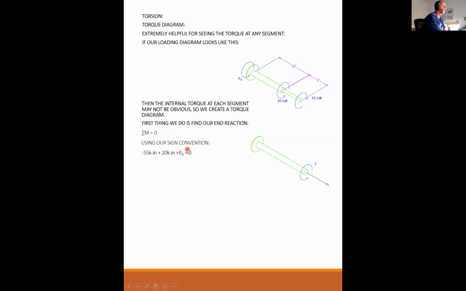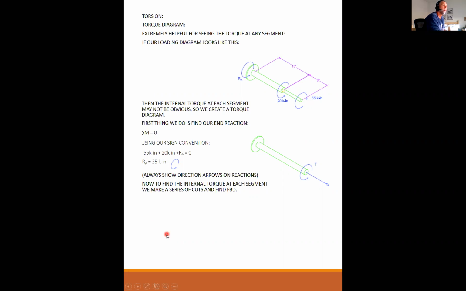then I will solve my equation. And I find that RA is a positive 35 kip inches. The positive on my reaction means that I guessed the direction correctly. So I put in that direction. I have to indicate on my answer the direction of my reaction. Remember, all reactions have to have a direction associated with that reaction. So this is my positive reaction. And that's what I just said.